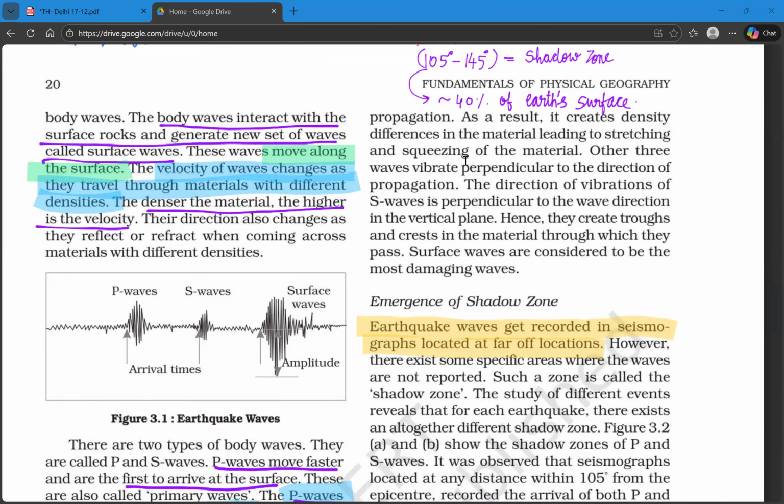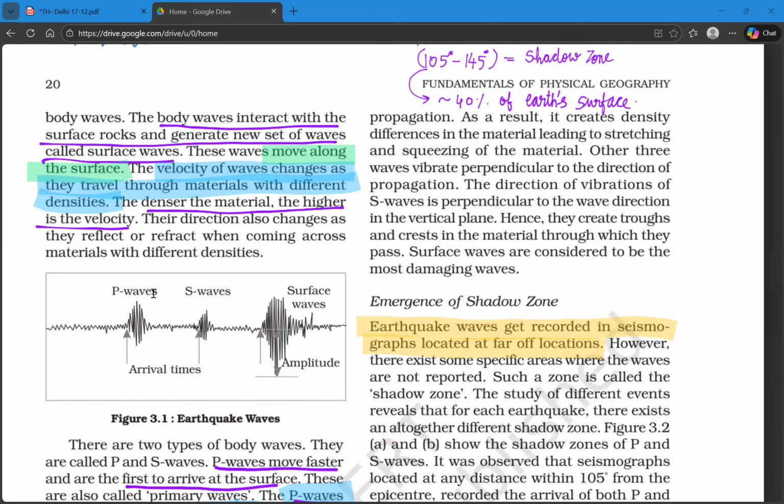The other three waves vibrate perpendicular to the direction of propagation. The direction of vibrations of S wave is perpendicular to the wave direction in a vertical plane. Hence, they create troughs and crests in the material through which they pass. Surface waves are considered to be the most damaging waves.